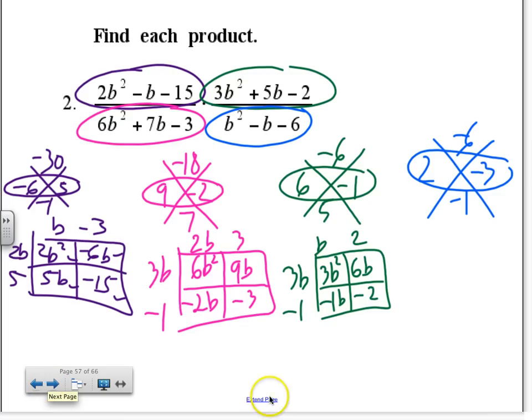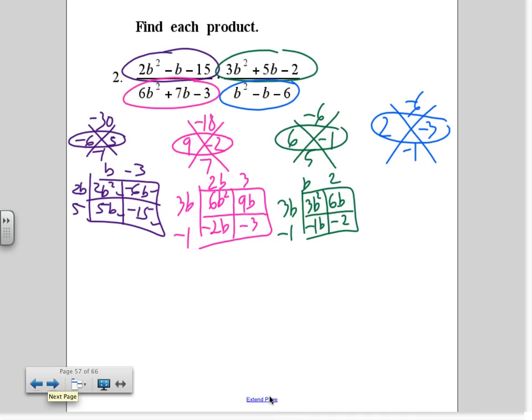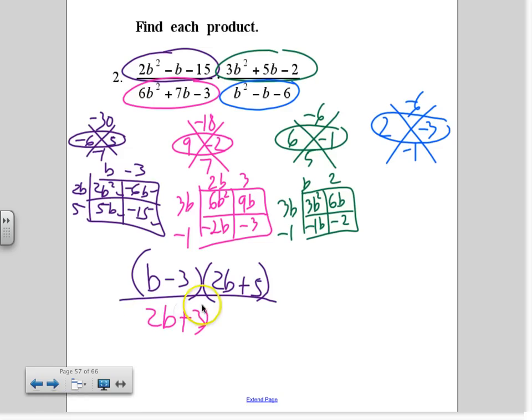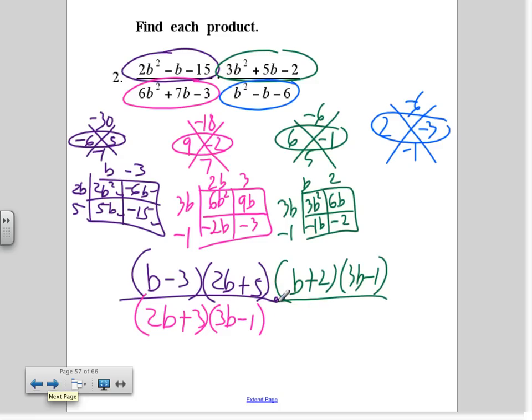Okay, so now that I have everything already set up, we can put the whole thing together, starting with the purple again. b minus 3, 2b plus 5. And the bottom, I have 2b plus 3, 3b minus 1. Everything is multiplied by b plus 2, 3b minus 1, over b plus 2, b minus 3. Look at that. Do I have everything linked by multiplications?